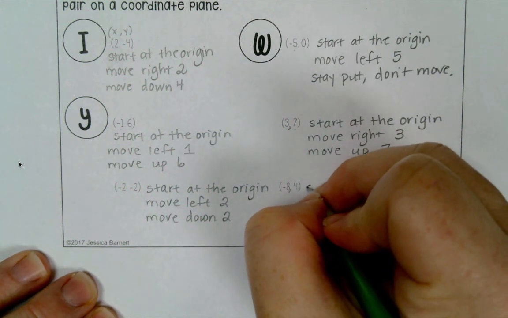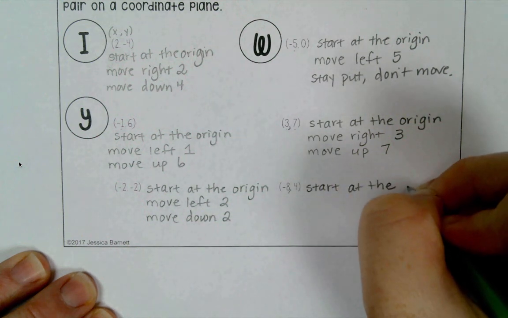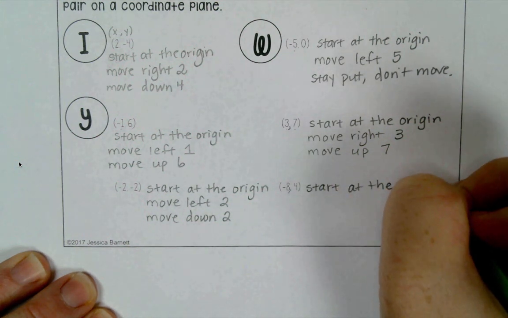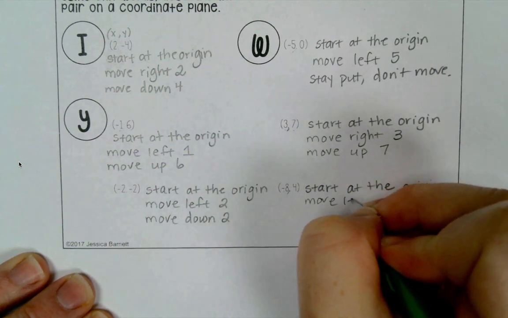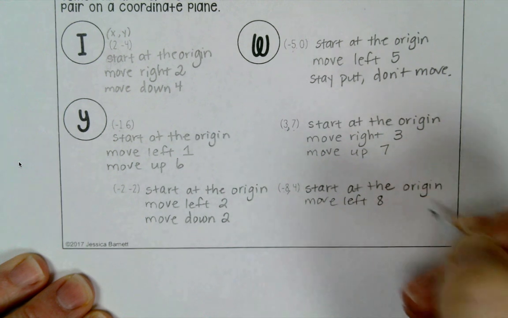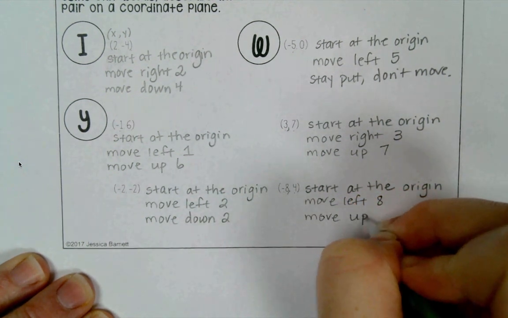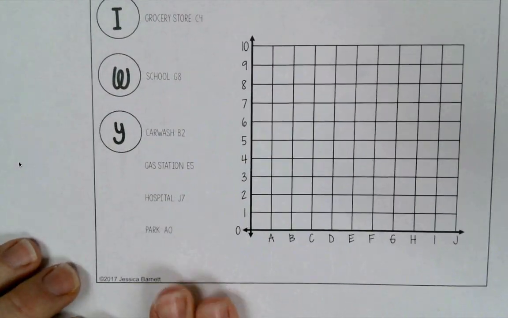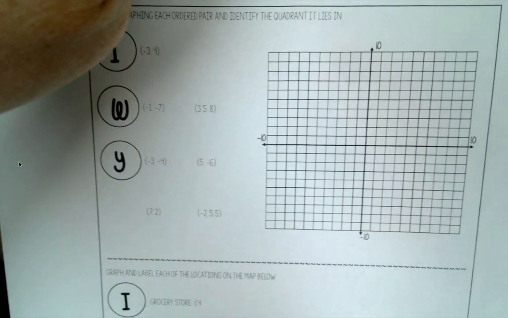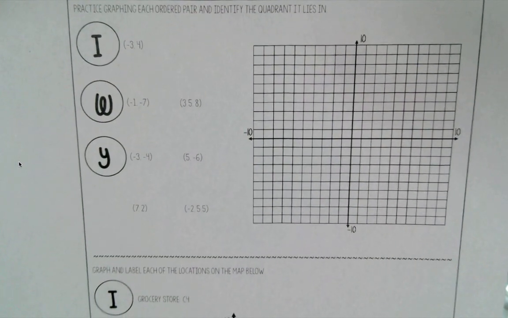Okay. Now I have negative 8, positive 4. So we're going to start at the origin. Then we're going to negative 8. So we're going to move left 8. And then from there we have positive 4. So we're going to move up 4. All right? Second page. All right, so this time we're going to practice graphing each ordered pair and identify the quadrant it lies in, okay?